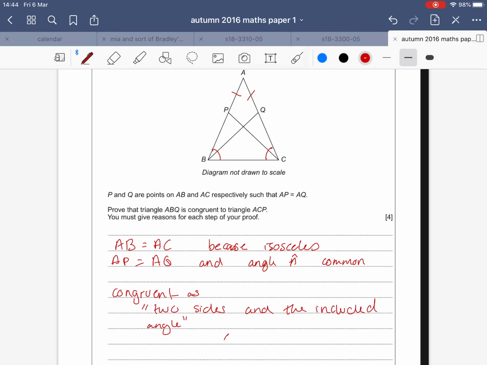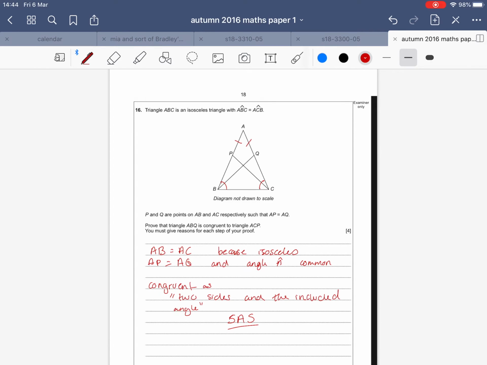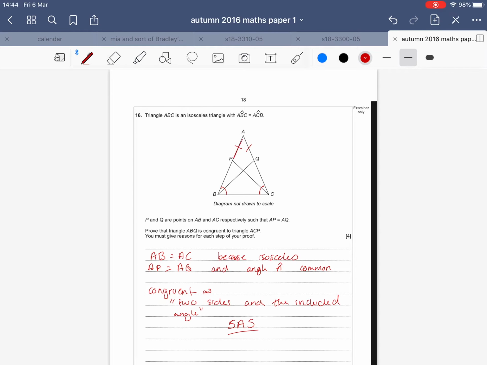Or you could just put side, angle, side. I think you can put SAS. I'm pretty sure you can. Okay, so it's congruent as two sides and the included angle are the same. So these two sides are the same, these two sides are the same, and that angle is the same, therefore they have to be congruent.